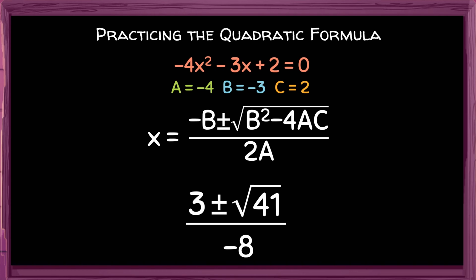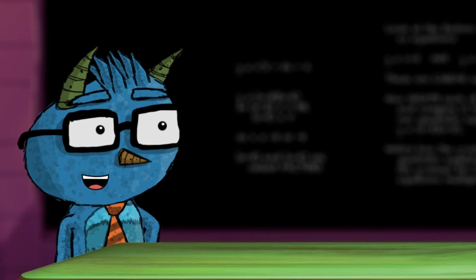So our final answer here is actually what we already said it was. X equals 3 plus or minus the square root of 41, all divided by negative 8. We can't simplify it any more than that, so we're done. Just make sure to remember that what we have here is actually two answers because of the plus or minus sign. 3 plus the square root of 41 all over negative 8, and 3 minus the square root of 41 all over negative 8. Well done today, class.